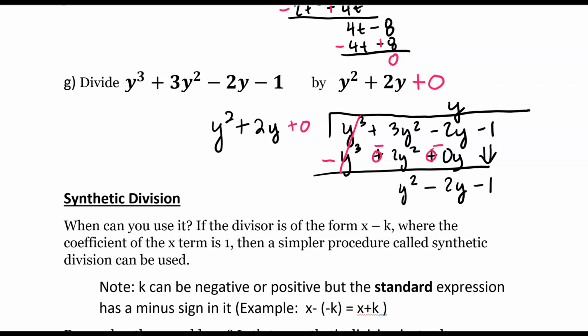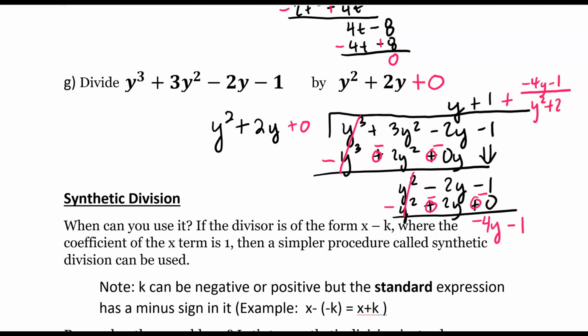Y squared times what is y squared? Positive 1. So we have y squared plus 2y plus 0, but don't forget you must change your signs. So that cancels, and our remainder is negative 4y minus 1. So here we'll put a plus sign, negative 4y minus 1 over y squared plus 2y. It's unnecessary to put the placeholder there once you have the answer.